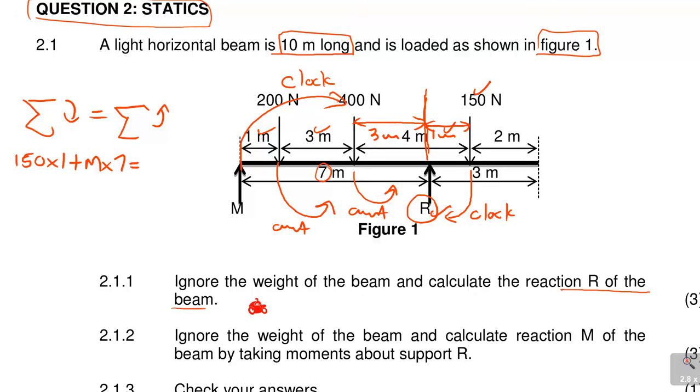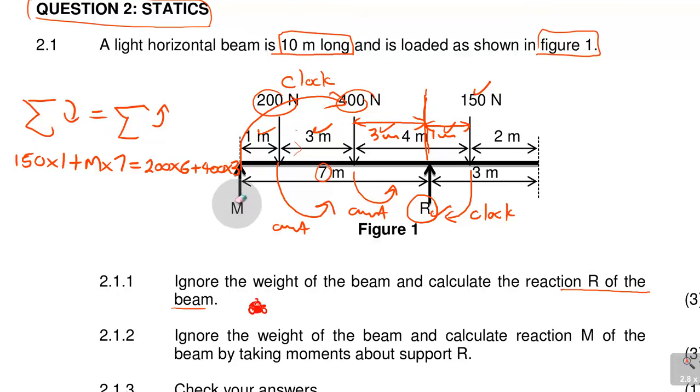You see that this is equal to the 200 newtons. You can see that's the one that is anti-clockwise, the 200 newtons, but the distance of that is 200 times 3 meters, and then we also have the 3 meters, so it's 3 plus 3, which is 6, and then plus the 400 newtons, which is 400 times 3.